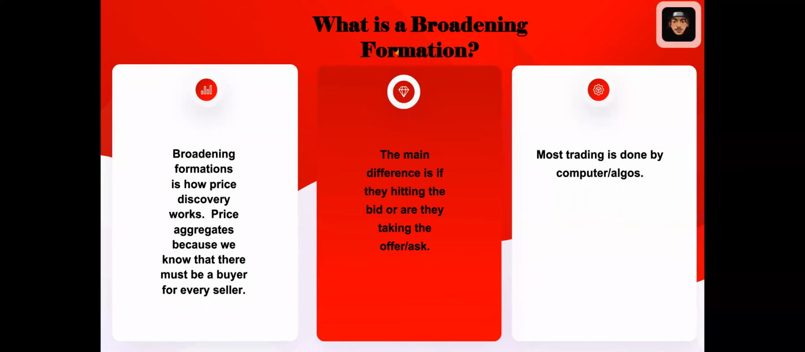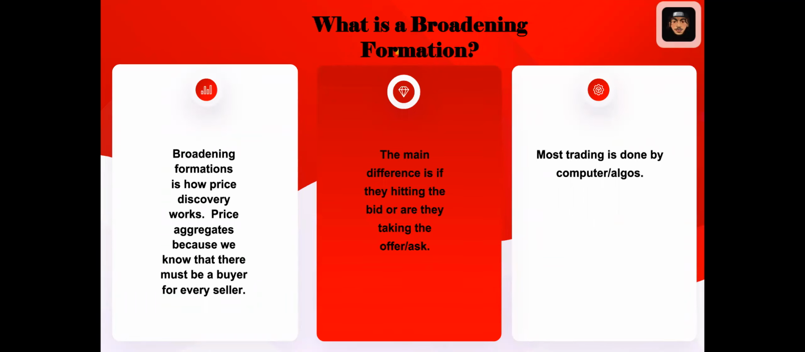We don't believe that support and resistance is horizontal. A lot of times people see, oh, it broke my resistance, just to see price come back through it and trade to the downside. Or support, they'll see price action break through support and then come firing right back through the range. That's why we don't believe support and resistance is horizontal. We believe it's more like at an angle. So broadening formations are how price discovery works. Price aggregates because we know that there must be a buyer for every seller.